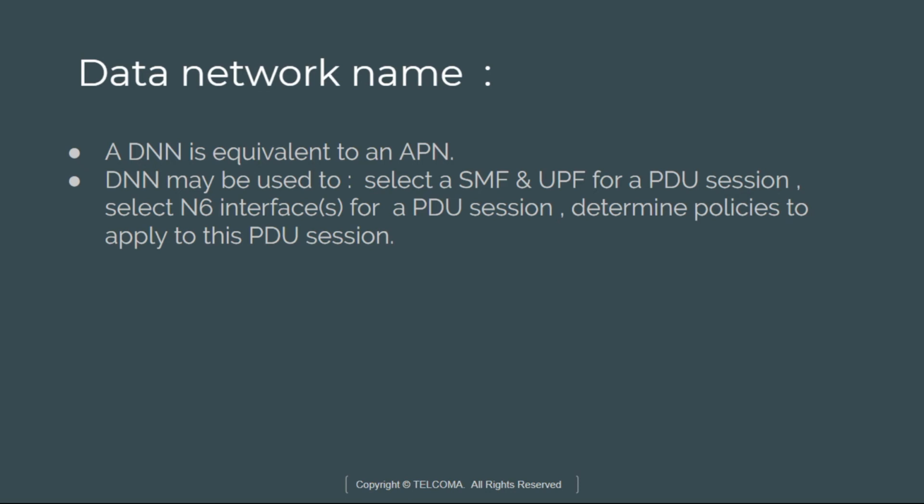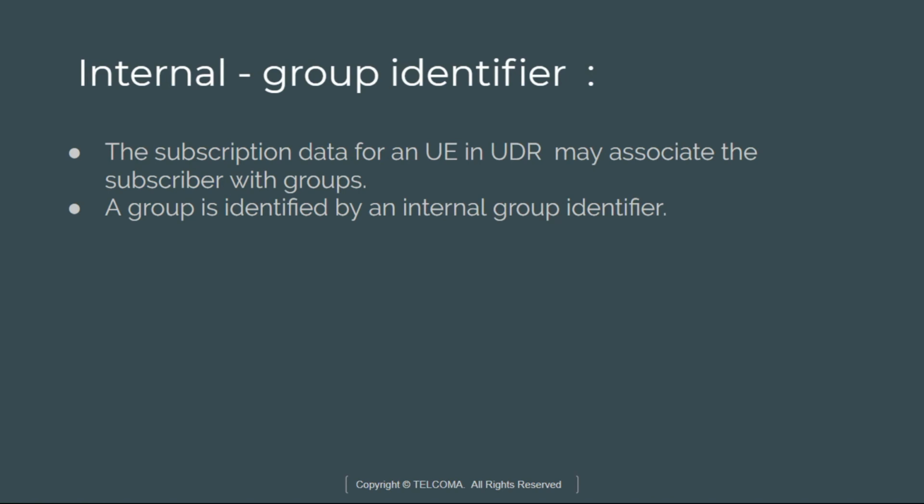DNN is the data network name, and it is equivalent to the APN. It may be used to select an SMF and UPF for the various PDU sessions. It may select various N6 interfaces for the PDU session. It may determine policies to apply to this PDU session.